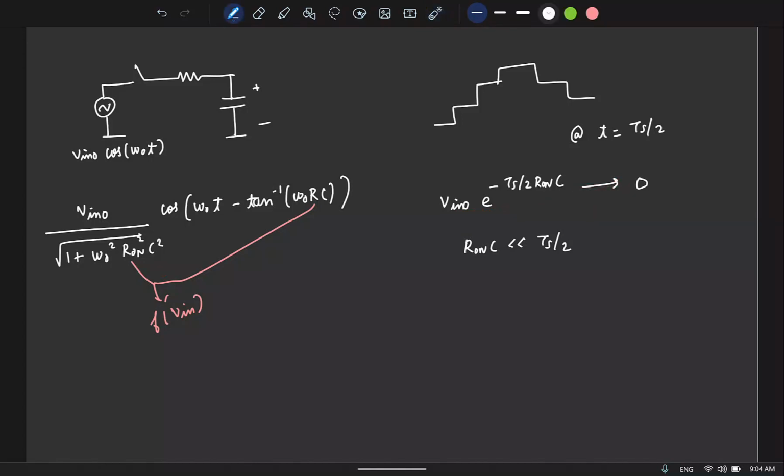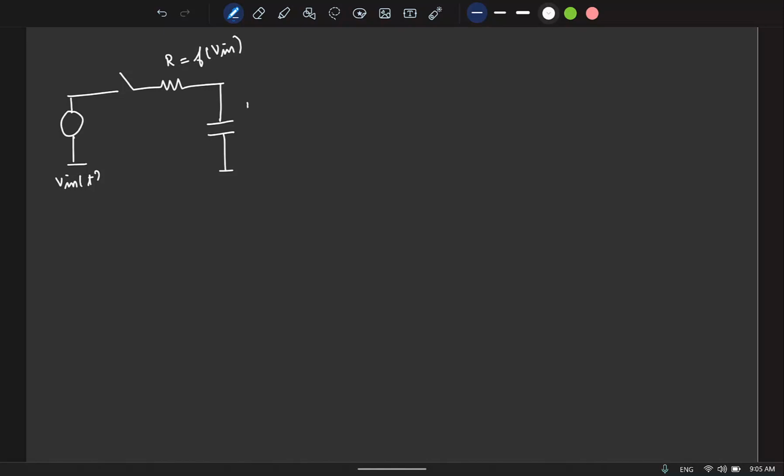And even if you don't look at the expression, even qualitatively speaking, let's consider the same thing. Let's say this is V in of t, then the switch, and the problem we are now facing is that the on resistance here is a nonlinear function of the input. So this is V in of t, this is V out of t, this is C, and let's say the switch is closed now. When the switch is closed, the current is, let us say, I of t. So in terms of the input voltage and the current, what is V out?